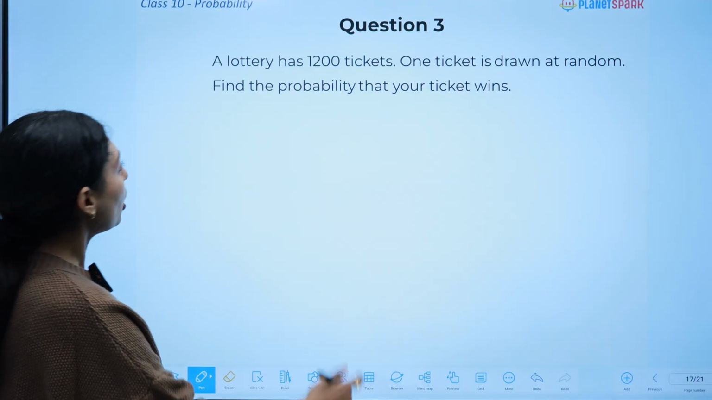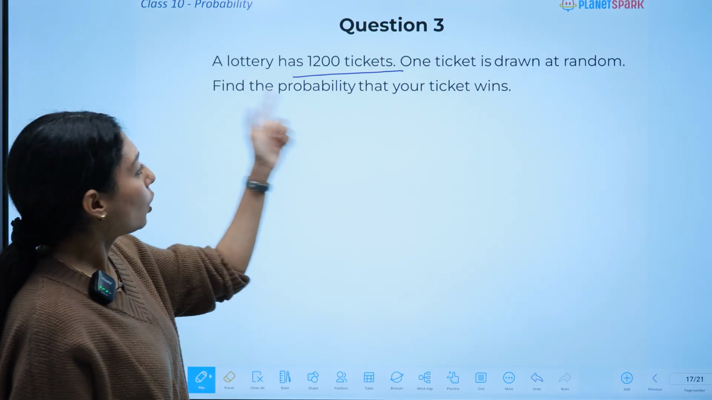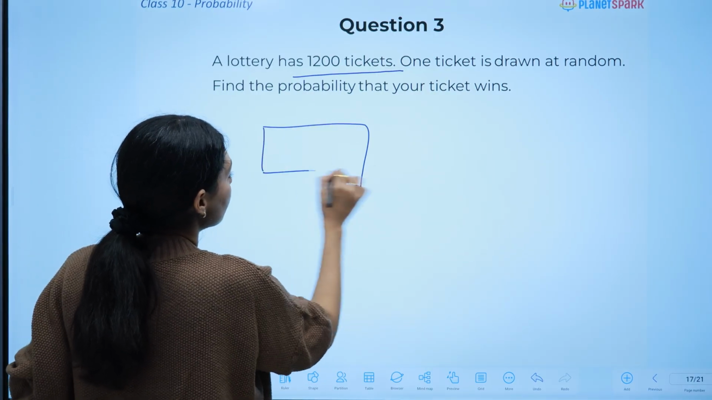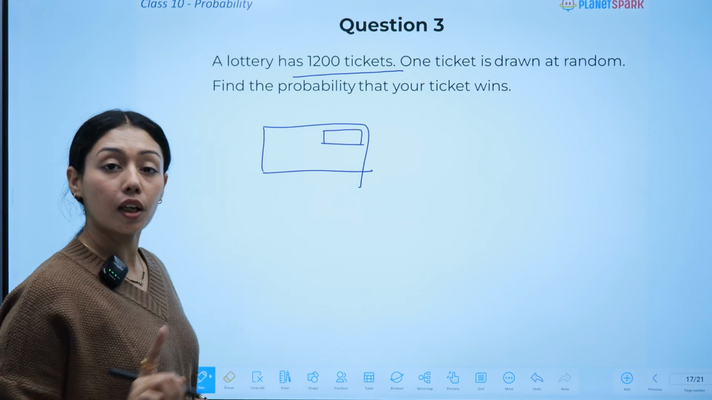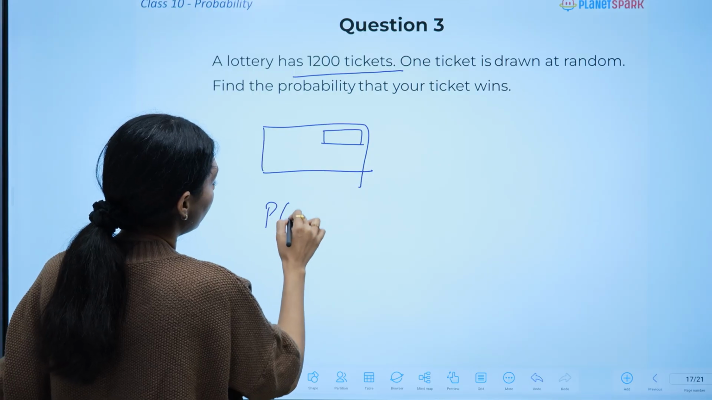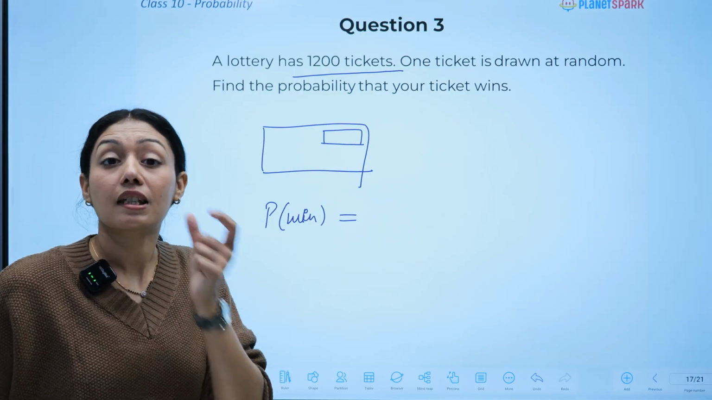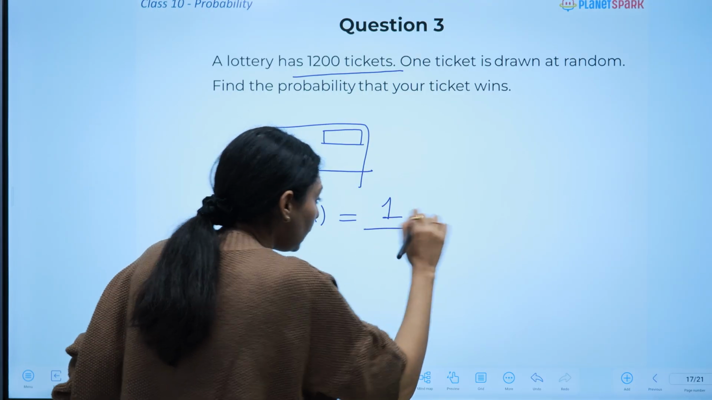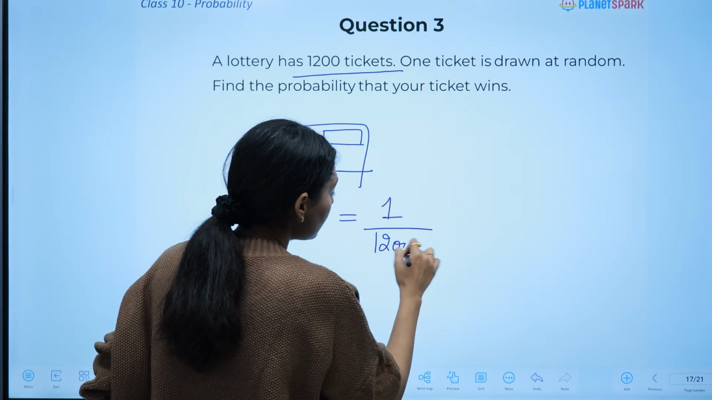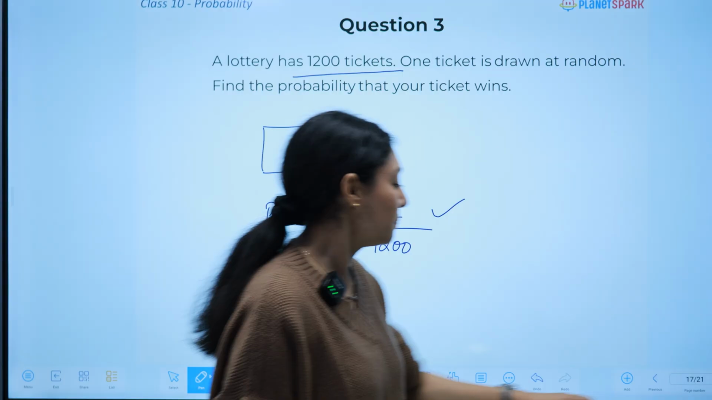Next question. A lottery has 1200 tickets. One ticket is drawn at random. Find the probability that your ticket wins. Let's say हमने एक ticket ली है. This is our ticket. And there is some number on it. Unique number होगा. Only one number will be there on that ticket. So what are the chances that we win or it's our ticket? Favorable outcomes कितने हैं? सिर्फ वो एक number is in our favor. That means 1. Total outcomes कितने हैं? 1200 different tickets are there. So 1200. So what is the probability everybody? 1 over 1200. And that is the right answer.